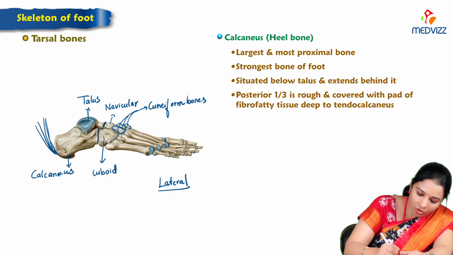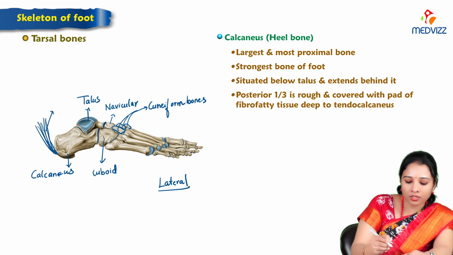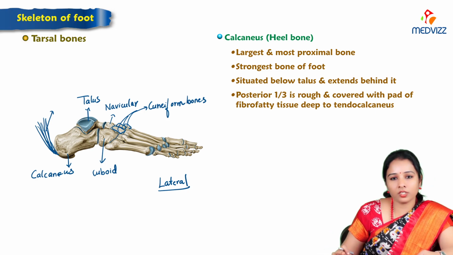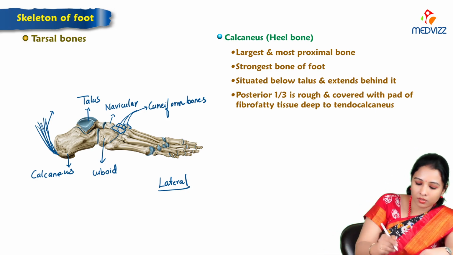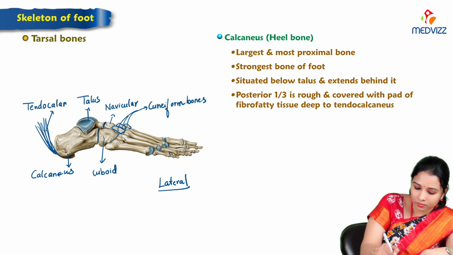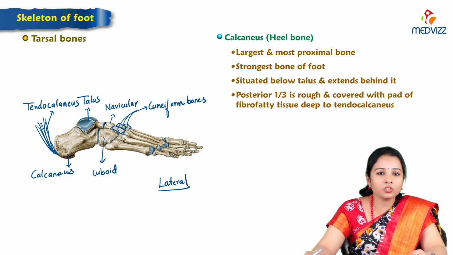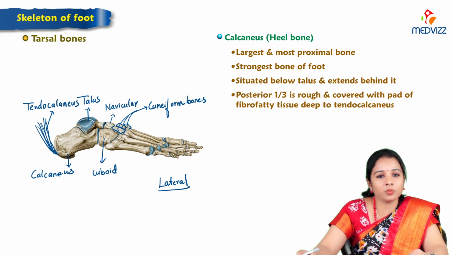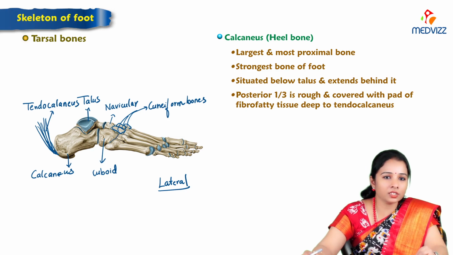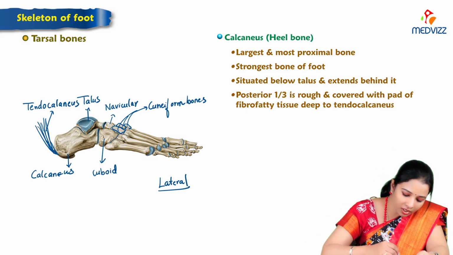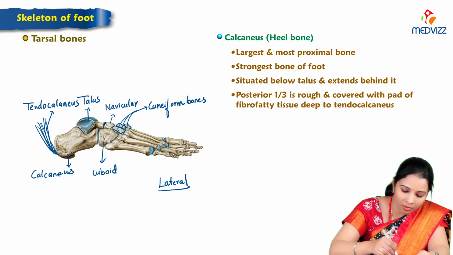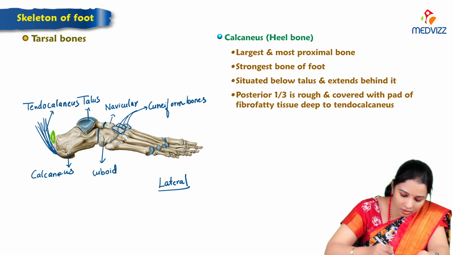So we see the insertion of tendocalcaneus, which is a conjoined tendon of gastrocnemius and soleus. Gastrocnemius and soleus, they both are the calf muscles which are present in the posterior compartment of the leg, and these 2 muscles together get inserted as tendocalcaneus. So between the tendocalcaneus and the posterior surface of the calcaneum there is a fibrofatty tissue. So this part is related to fibrofatty tissue.